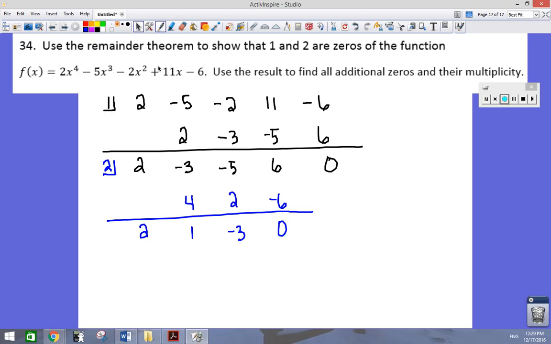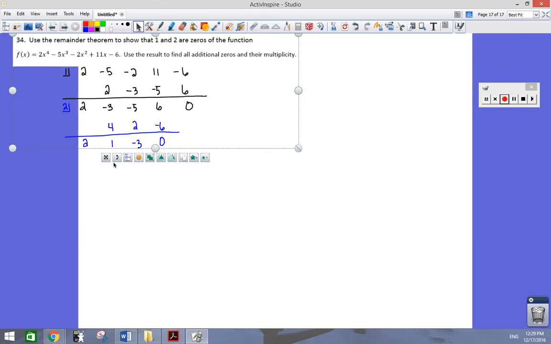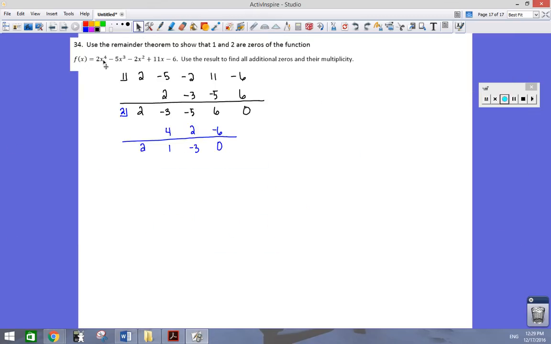So what this helps me do now is to factor. I don't have an x method or any real way to factor this 4th degree polynomial. But now that they've given me a little bit of a clue and this knowledge about the remainder theorem and the factor theorem to help me, I now know that this polynomial function f of x factors to x minus 1, x minus 2, and this guy right here, a quadratic, 2x squared plus x minus 3.